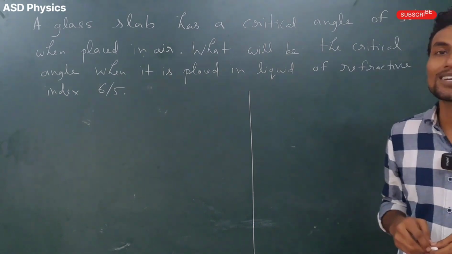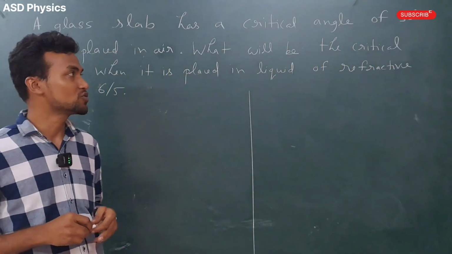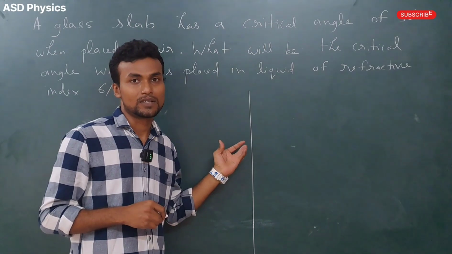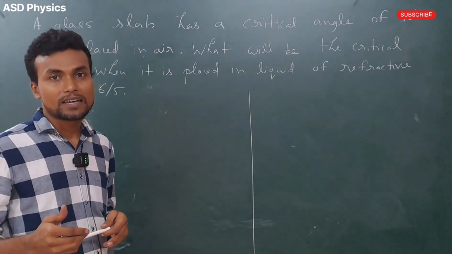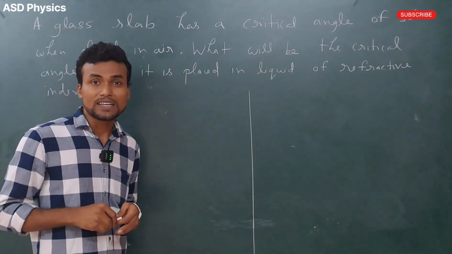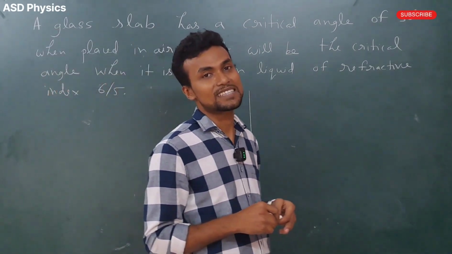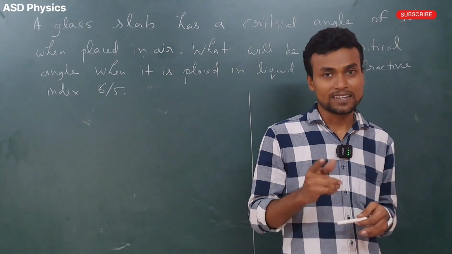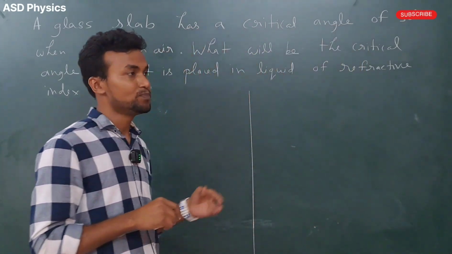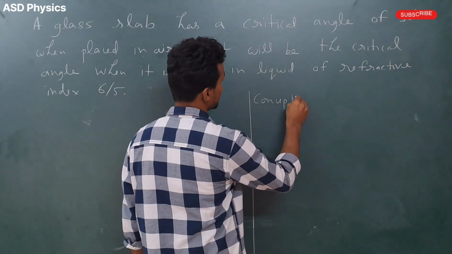Today we are going to learn the concept of the critical angle, and after that we are going to solve one question based upon the critical angle. So when the light travels from denser to rarer medium, then the angle of incidence in denser medium for which the angle of refraction is 90 degree is called a critical angle. This I will show you by one of the example also here. So first we are going to learn the concept here to solve this question.